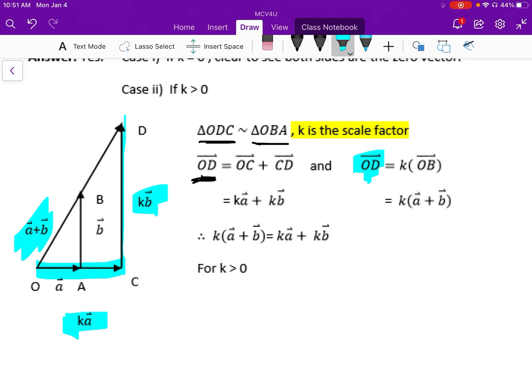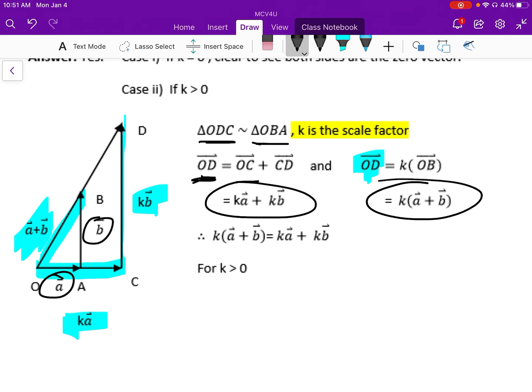OB is here, K times the OB. All right, and OB is vector A plus vector B. So we have this in here. So we have two different ways of expressing what vector OD is, and you can see that those two ways put together give us the distributive property.